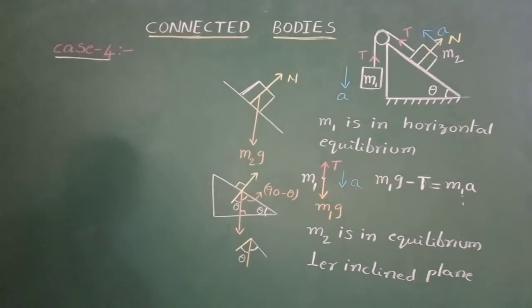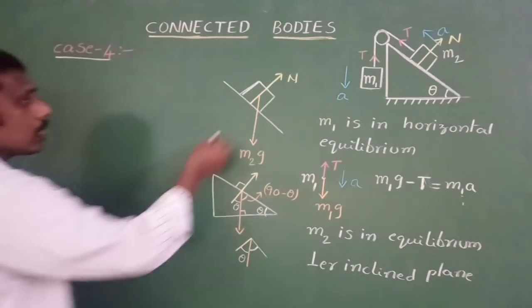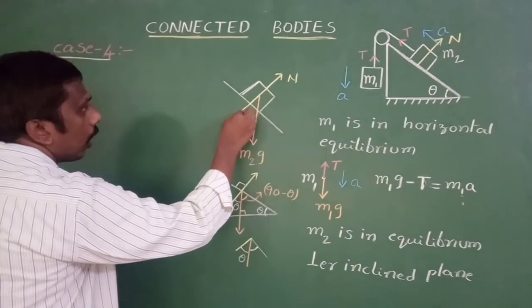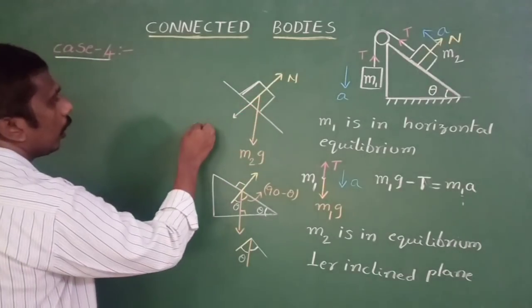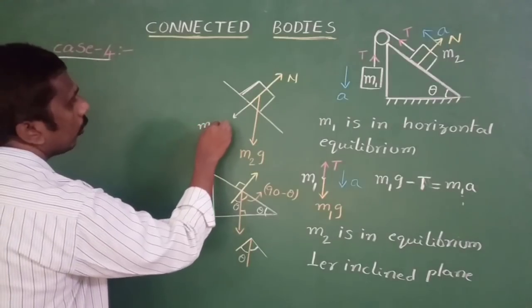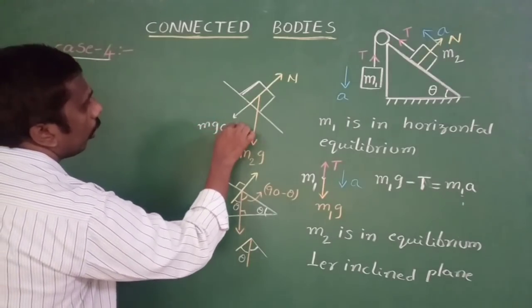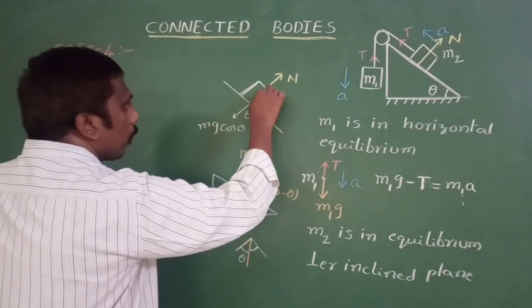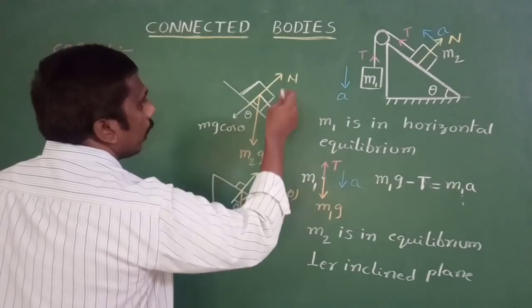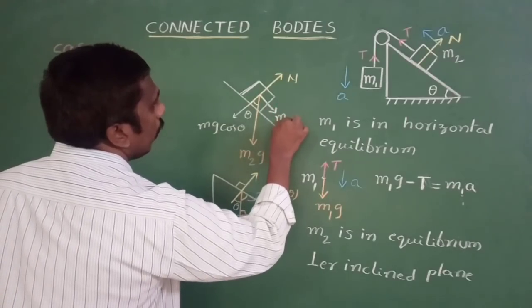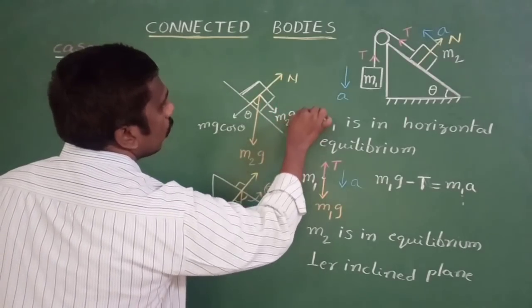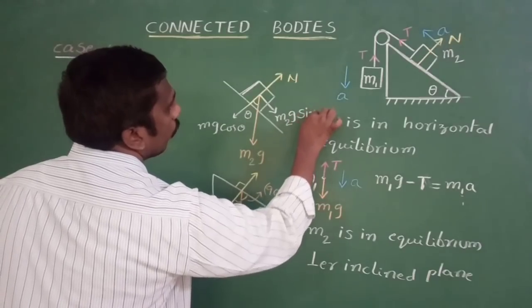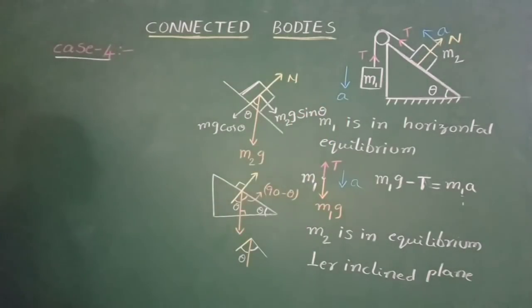Now we resolve this weight into two perpendicular components. The component which balances the normal reaction is mg cos theta, because here it makes an angle theta. Another component is parallel to the inclined plane, that is mg sin theta, m2g sin theta. These are the forces acting on the second block.